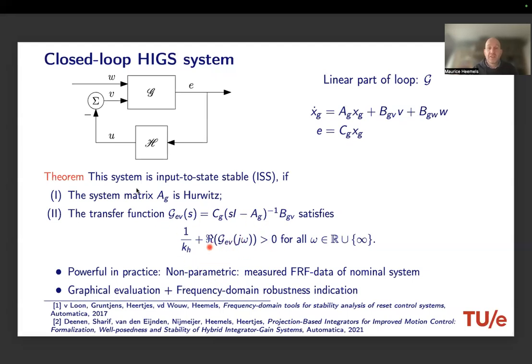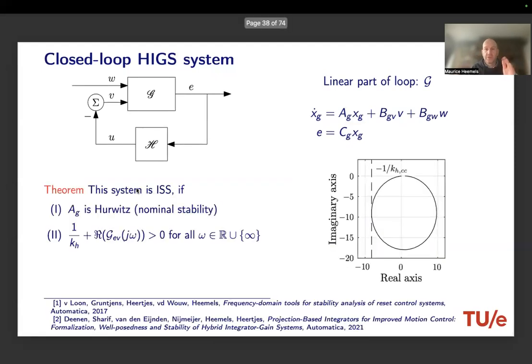Right, so it satisfies that the real part of the FRF of the plant is bigger than -1/kh. So in principle, the Nyquist plot, right? In fact, I think I have a picture. Let me put it here. So in principle, you draw the transfer function in the frequency domain.